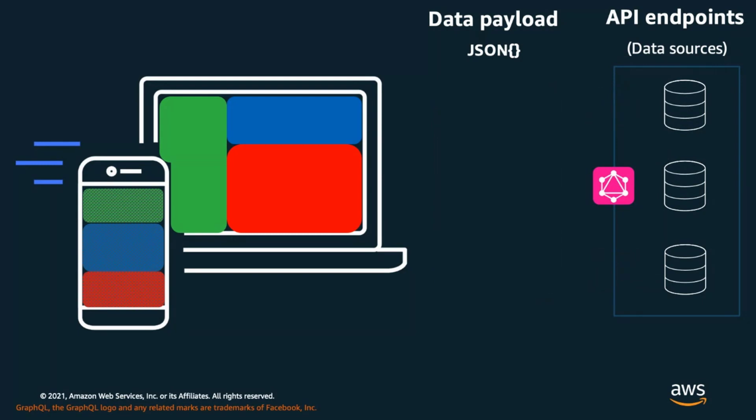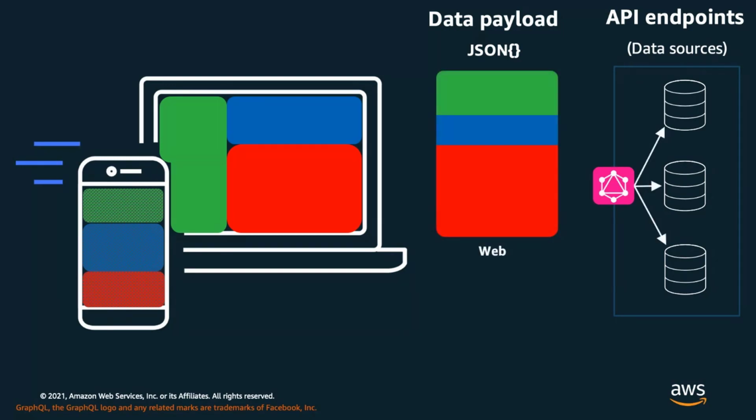Now let's take a look at how GraphQL works and why GraphQL is important for modernizing your API and your front-end application. So with GraphQL, I have a single API endpoint exposed to all clients, and I only need to make a single API call. So the client can define the data it needs, and the data is retrieved from multiple data sources automatically for me.